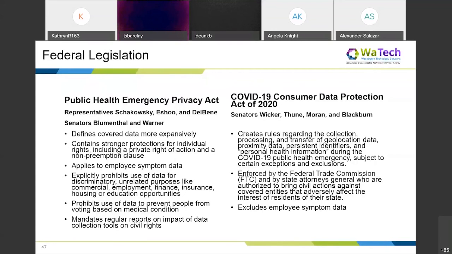I would also point out that the Democratic bill applies more expansively than the Republican bill and would apply to employee symptom data, where the Republican bill excludes employee symptom data. And so that includes information that employers are collecting in terms of their employee workplaces and the symptom questions that are being asked. But the other bill that's been introduced is actually from Senator Cantwell. That's the next slide.